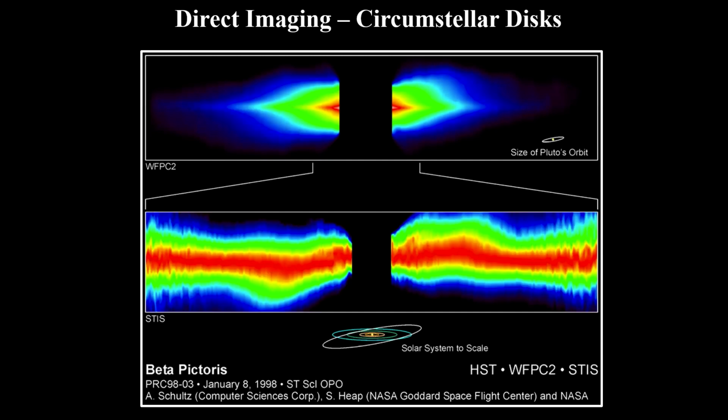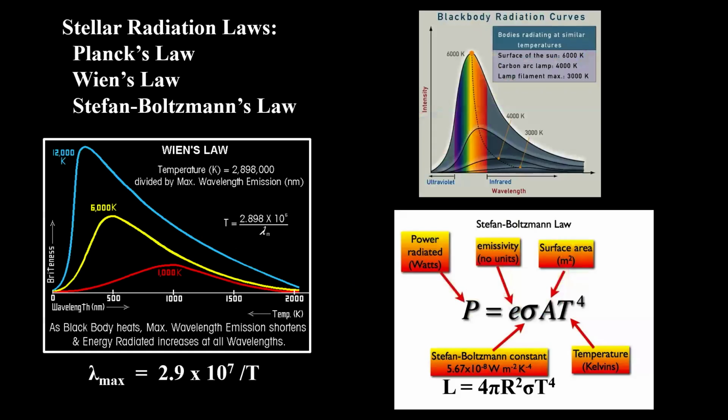Some debris disks have a central cavity, meaning that they are really ring-shaped. The central cavity may be caused by a planet clearing out the dust inside its orbit. Other disks contain clumps that may be caused by the gravitational influence of a planet.